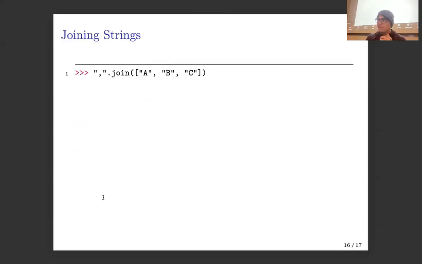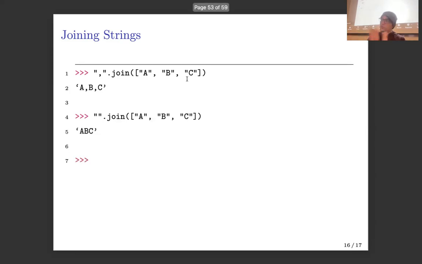There's the opposite method here for taking a list of strings and gluing them back together. I always sort of switch this somehow, but this says using comma as glue, join together these strings A, B, and C. And so we're going to get A comma B comma C. Right? So that's how you can stick stuff back together. You can actually join on the empty string, which is just going to do the regular concatenation.